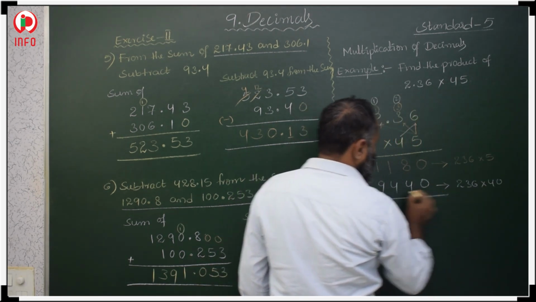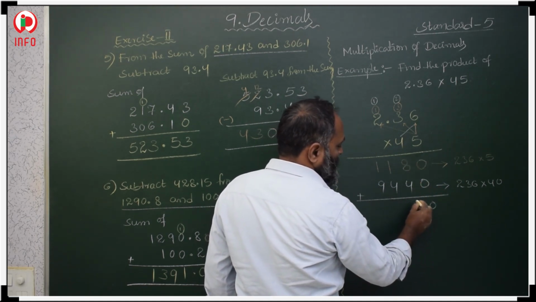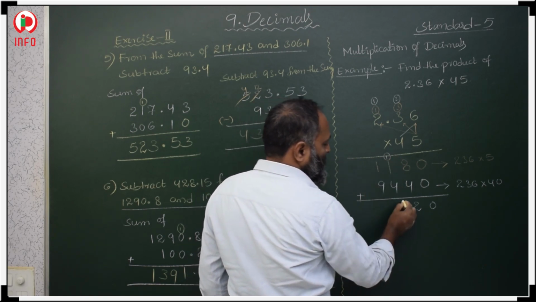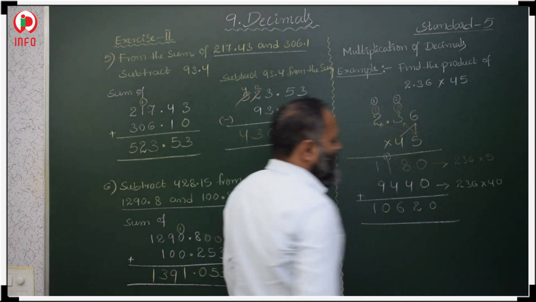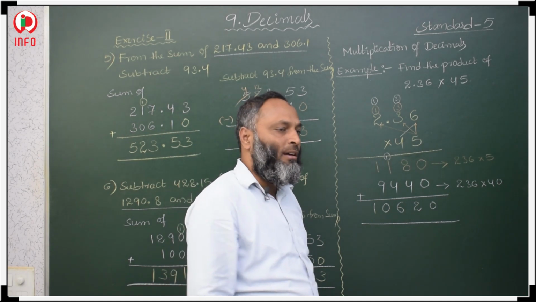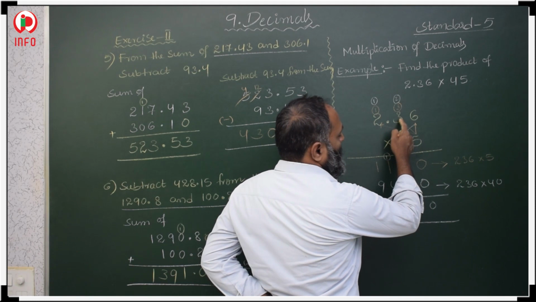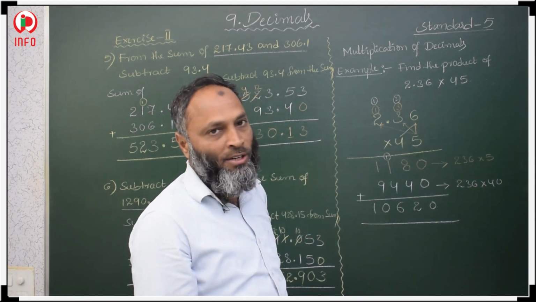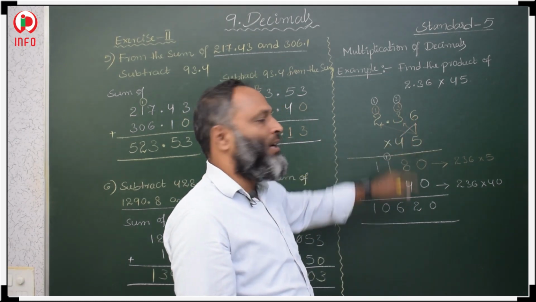Now add. 0 plus 0, 0, 8 plus 4, 12, 4 plus 1, 5, 5 plus 1, 6, 9 plus 1, 10. This is the answer, this is the product. After getting the product, now we keep a decimal point. See here, how many digits do we have after the decimal from right to left? After 2 digits. 1, 2.